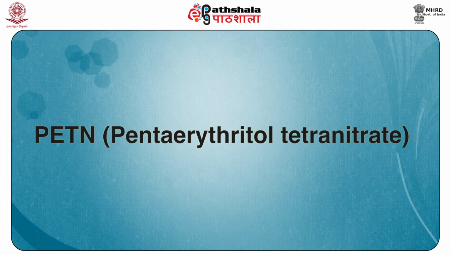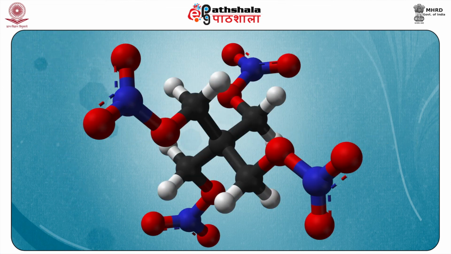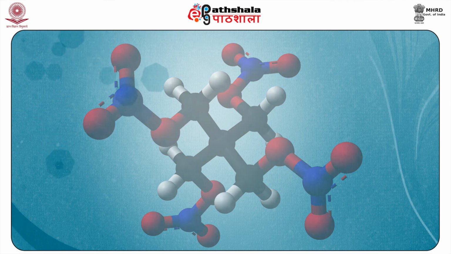PETN, Pentaerythritol tetranitrate. PETN is prepared by nitrating pentaerythritol, which in turn is made by mixing formaldehyde with calcium hydroxide in an aqueous solution held at 65 to 70 degrees Celsius. Nitration of pentaerythritol is achieved by adding it to concentrated nitric acid at 25 to 30 degrees Celsius to form PETN. The crude PETN is then removed by filtration, washed with water, and then neutralized with sodium carbonate solution and finally recrystallized from acetone. This results in 95% yield of PETN.